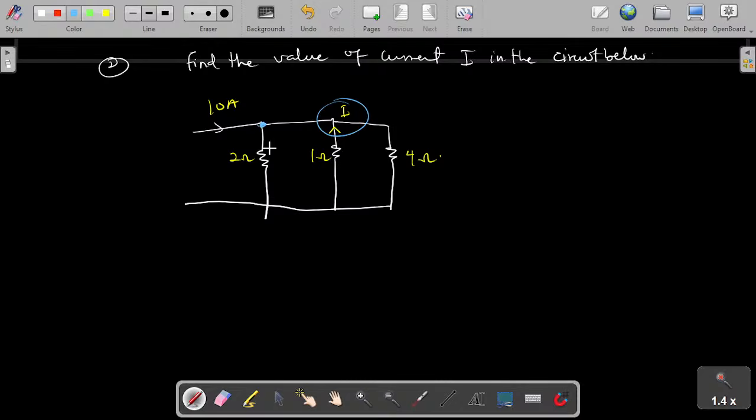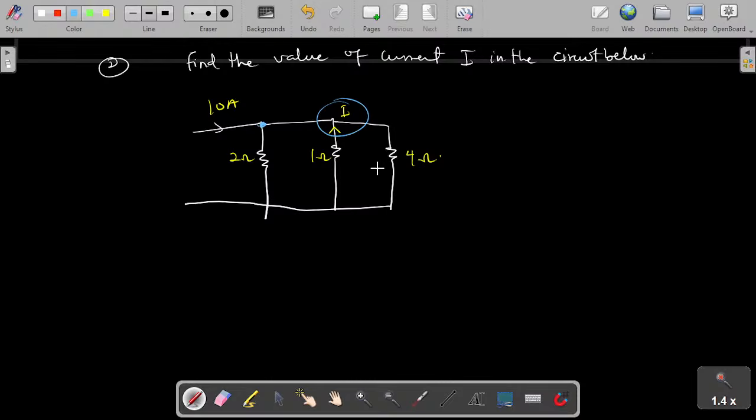So here, since we have three different branches, for us to successfully apply current division, the first thing you're supposed to do is to make sure that you have compressed these three into what? Two. How do you do that? You can only do that by simplifying or finding the effective resistance of the other two, which is not involving the current I. Okay, so here the 2 ohm and the 4 ohm should be our target to merge.